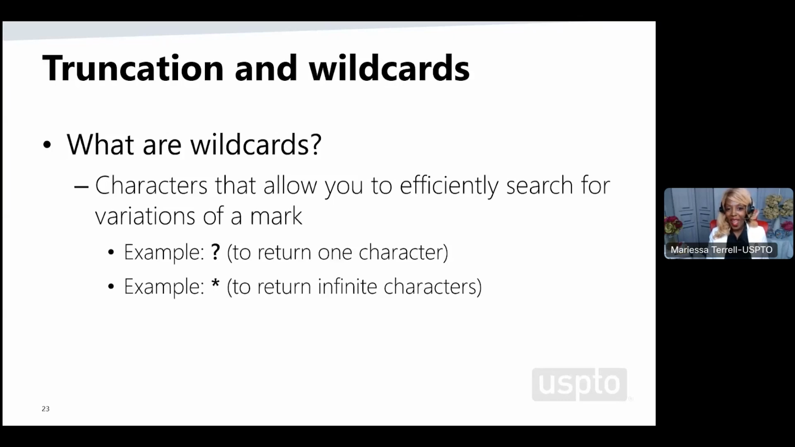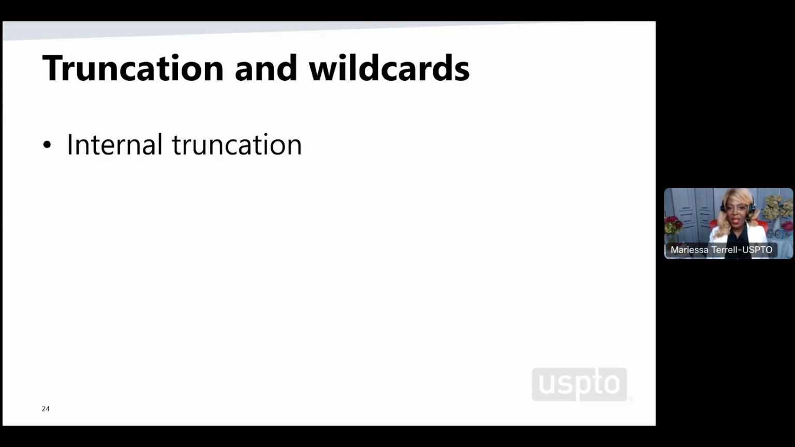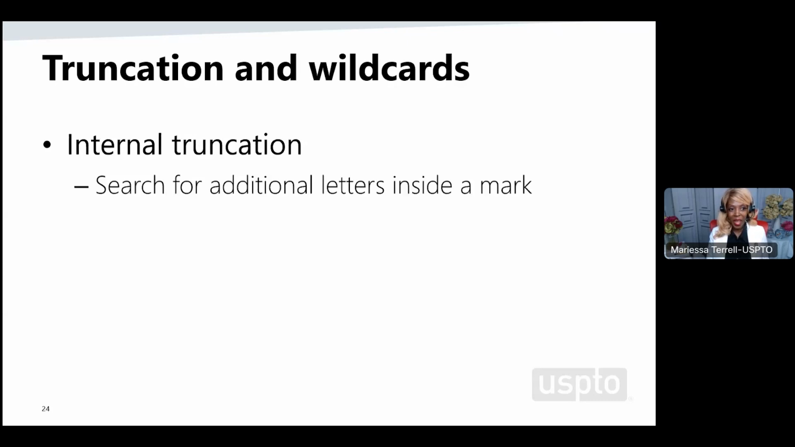You can use the asterisk to return an infinite number of characters. And interestingly enough, you can use both of these options, the question mark or the asterisk, both internally and externally. But don't try to use them with quotations. It won't work properly. Let's look at some examples of internal truncation. Internal truncation allows you to search for additional letters inside a mark. Okay, let's talk about some examples. I'll show you some right now.